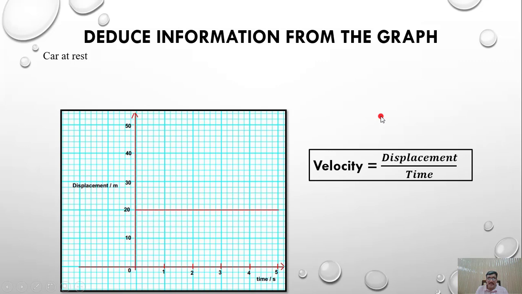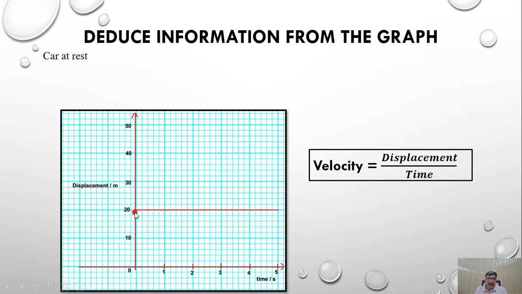Here the car is at rest. Why is it at rest? Because no change is occurring in the displacement for 5 seconds. At first second no change in displacement is there, it is just a straight line. At the next second no change, so till 5 seconds it is constant.